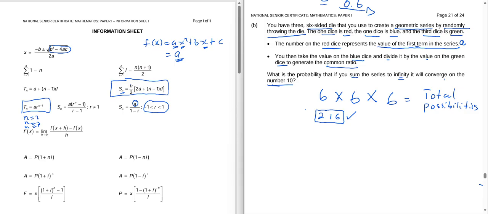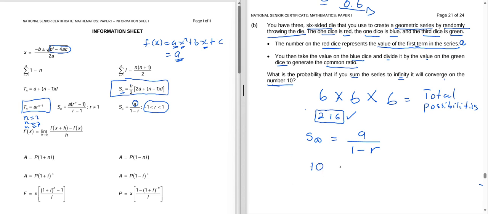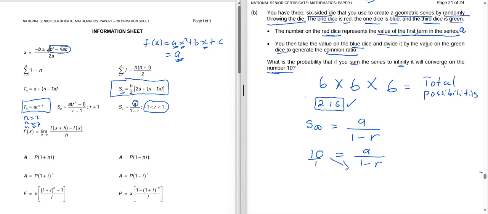Now we need to put everything together. From the sum to infinity formula, we said sum to infinity is equal to a over 1 minus r, right? So sum to infinity is 10, we are targeting 10. And then we are saying 10 is equal to a over 1 minus r. At this point, we will cross multiply, meaning we will get 10 times 1 is 10, 10 times r is 10r, so 10 minus 10r is equal to a.